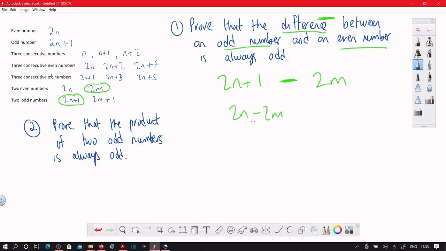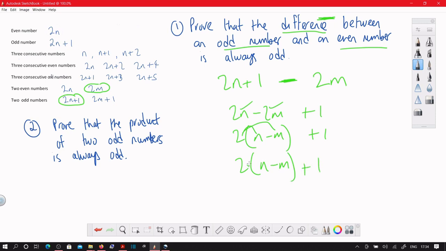I just want to group the 2's together, and then you got the plus 1, right? It's just been rearranged. That's all that's happened. Factor out the 2. So basically 2 times n gives you 2n, 2 times m gives you 2m, and you got the plus 1. Now you can see here, let me just show that clearly. That's what we got there.